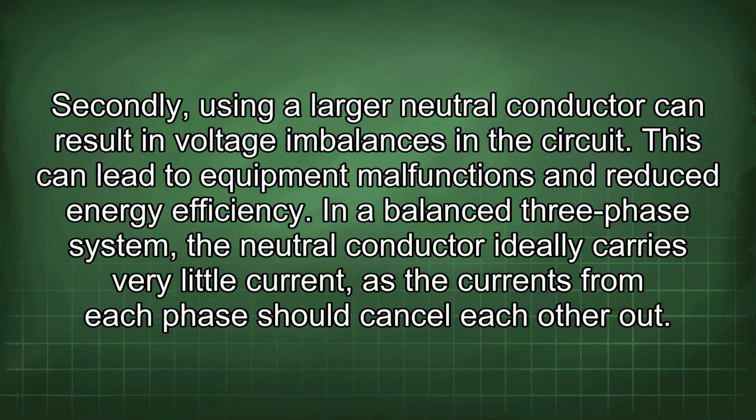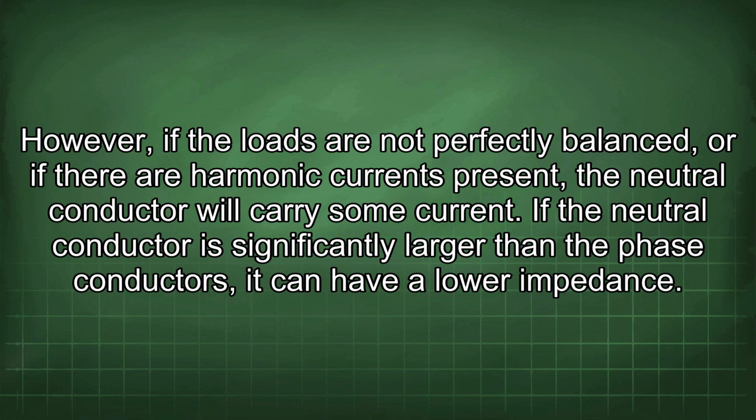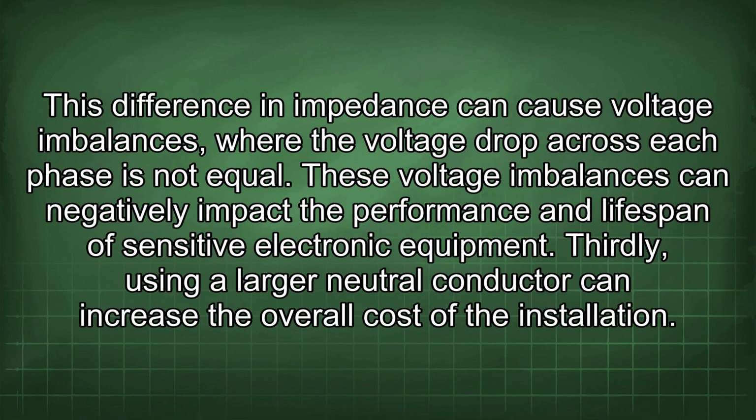Secondly, using a larger neutral conductor can result in voltage imbalances in the circuit. This can lead to equipment malfunctions and reduced energy efficiency. In a balanced three-phase system, the neutral conductor ideally carries very little current, as the currents from each phase should cancel each other out. However, if the loads are not perfectly balanced, or if there are harmonic currents present, the neutral conductor will carry some current. If the neutral conductor is significantly larger than the phase conductors, it can have a lower impedance. This difference in impedance can cause voltage imbalances, where the voltage drop across each phase is not equal. These voltage imbalances can negatively impact the performance and lifespan of sensitive electronic equipment.